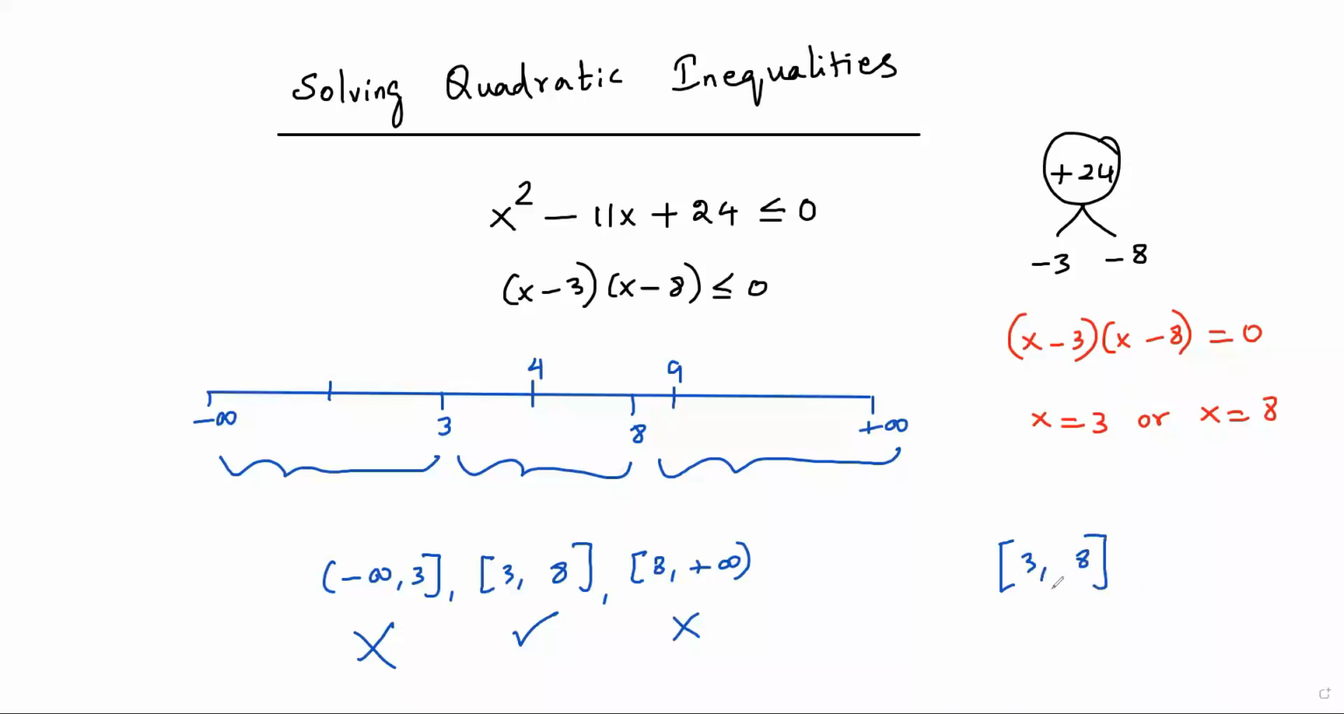Here, please remember both 3 and 8 can be included. The reason is we have less than or equal to 0. When you plug in x equal to 3, it will become 0. 0 times anything, it's 0. 0 less than or equal to 0, it's true. Because 0 can be less than or equal to 0, 0 is equal to 0. And also when you plug in x equal to 8, this factor will become 0. 0 times this factor will become 0. So in this case, both the end values of the interval can be included.